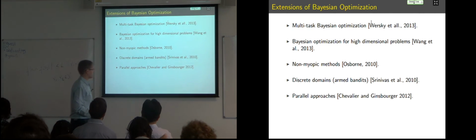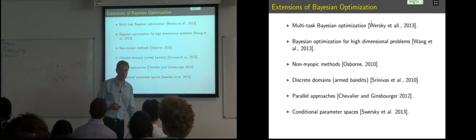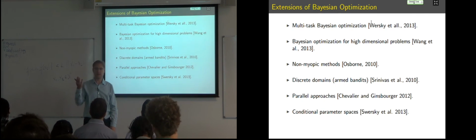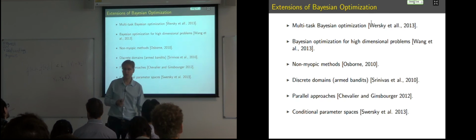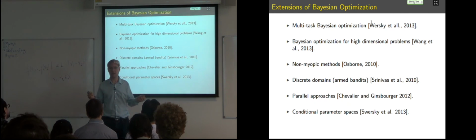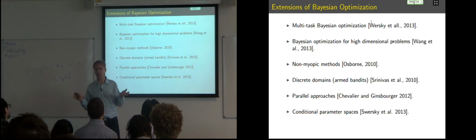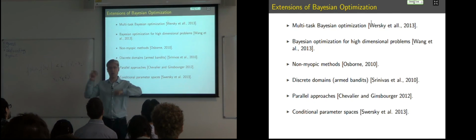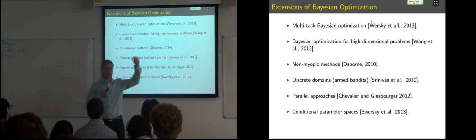So that's another extension. You have something interesting, which is how can you do Bayesian optimization with conditional parameter spaces, right? If you think about optimizing the parameters of a neural network, you may think about different configurations of the neural network. Some parameters may be involved in one configuration, but not in the other, so they are dependent among each other.